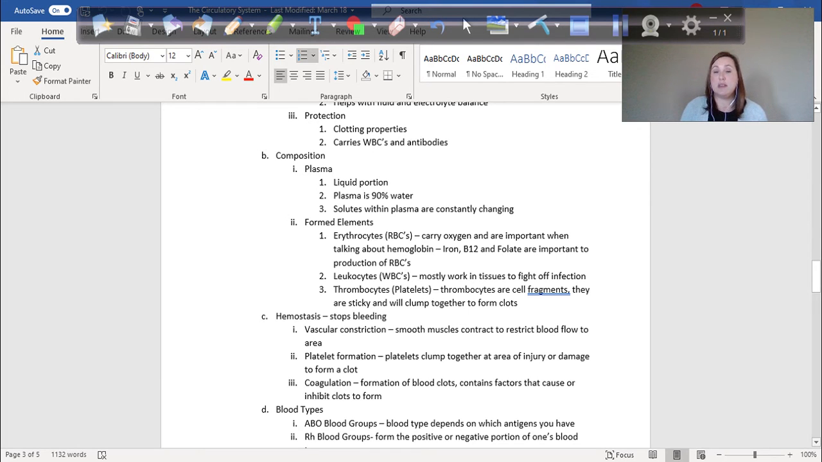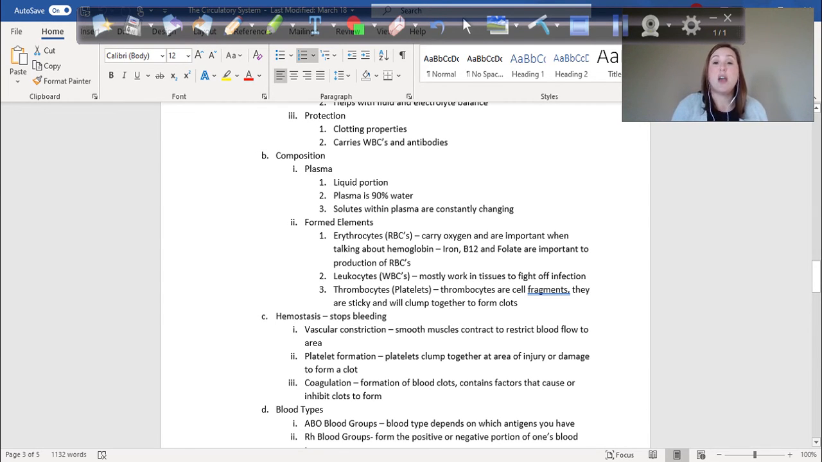Our white blood cells, let me back up. Our red blood cells carry oxygen. They're important when we talk about hemoglobin because red blood cells help carry our oxygen into all the needed parts of our body. So iron, B12, and folate are important in producing those red blood cells. So when we talk about someone who maybe has anemia, their hemoglobin is low. They don't have enough hemoglobin in their body to carry the oxygenated blood or to carry the oxygen in their blood around to their body.